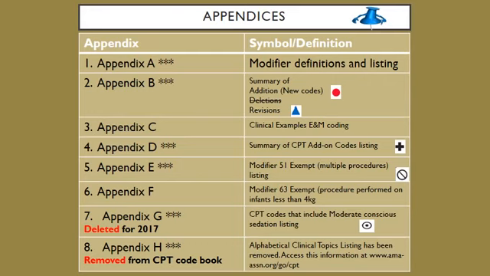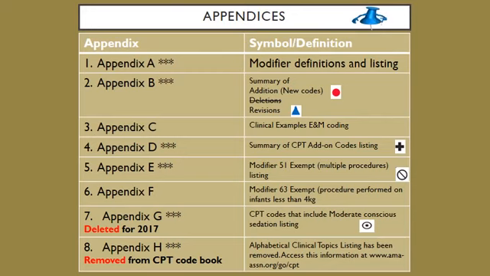Appendix B, that is a summary. It houses a summary of all the new codes, all the revised codes, and all the codes that have been deleted. So that's Appendix B, and you'll see my symbols, the red dot as well as the blue triangle, as well as the strike through. In the chapter, you're going to see a red dot next to a code if it is indeed a new code.